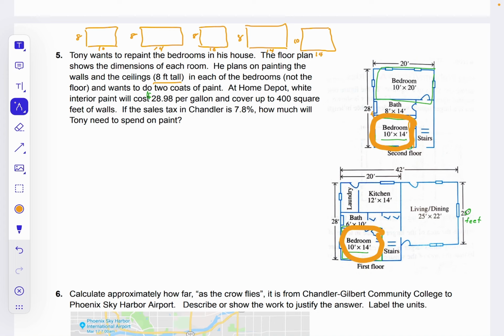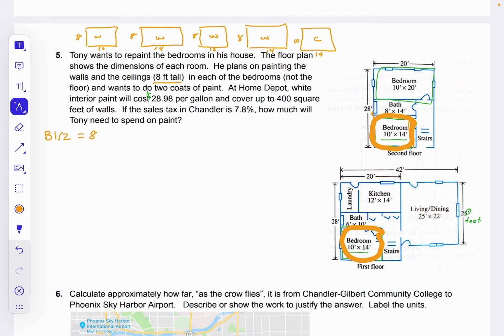So we have 4 walls and a ceiling. I basically need to find the area of each of these and then add them all up. And I have that twice, which is convenient. We'll call this bedroom 1 and 2.